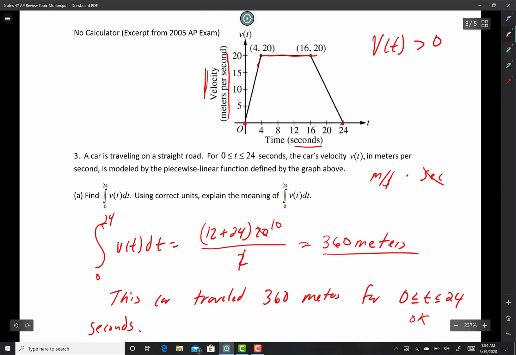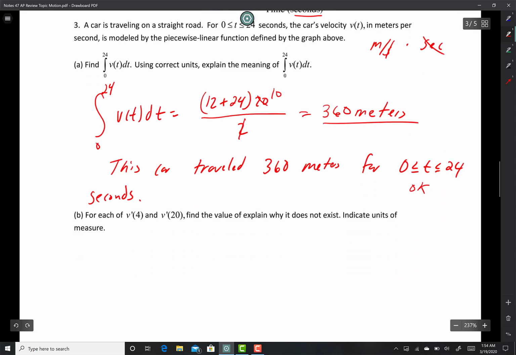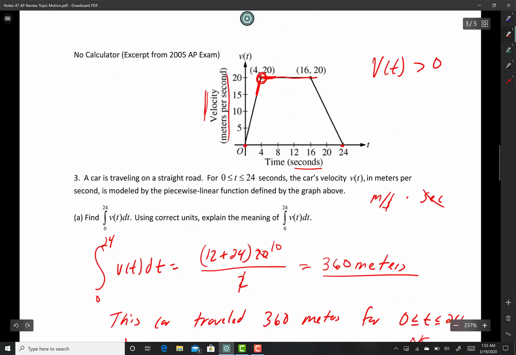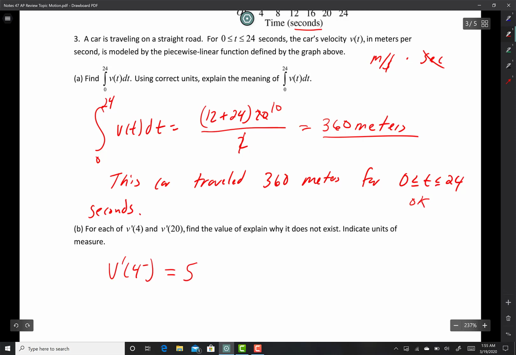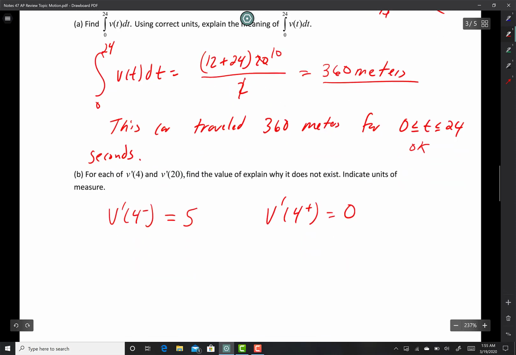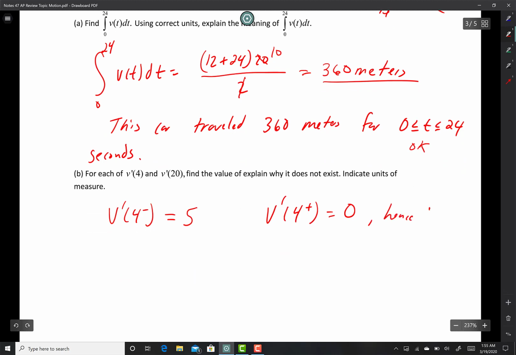V prime of 4 from the left is equal to whatever this is. V prime of 4 from the right is equal to 0. So v prime of 4 cannot exist. Let's see if we can make sense of that. I'm going to say v prime of 4 from the left equals, so I go from 0 to 20 within 4 seconds. 20 divided by 4 is 5, equals 5. And then v prime of 4 from the right is equal to 0. So I'm going to write hence v prime of 4 does not exist.